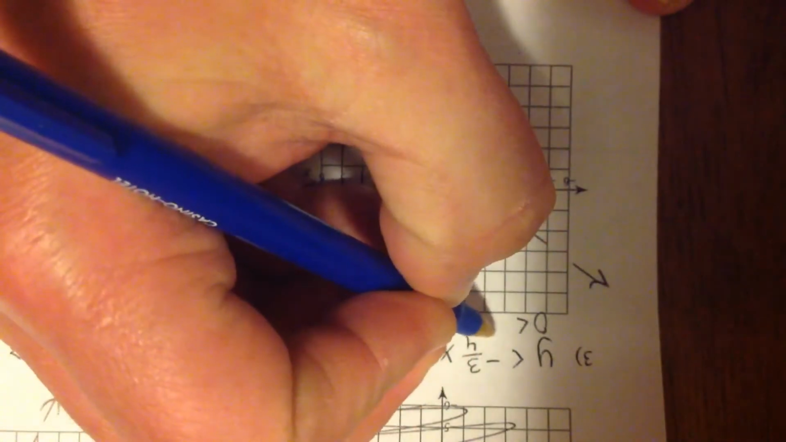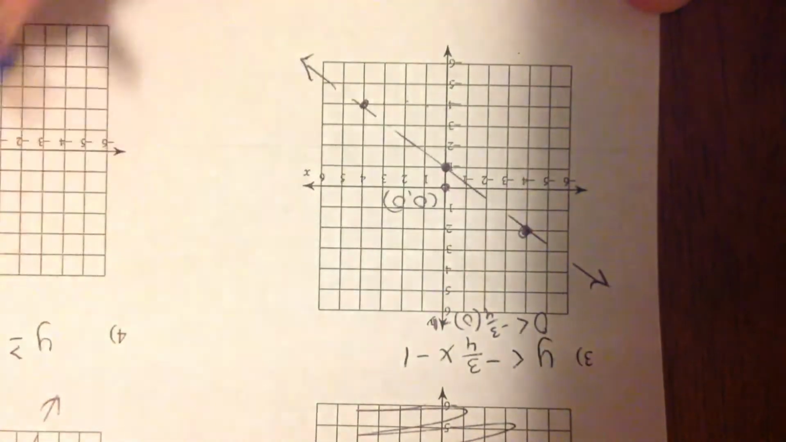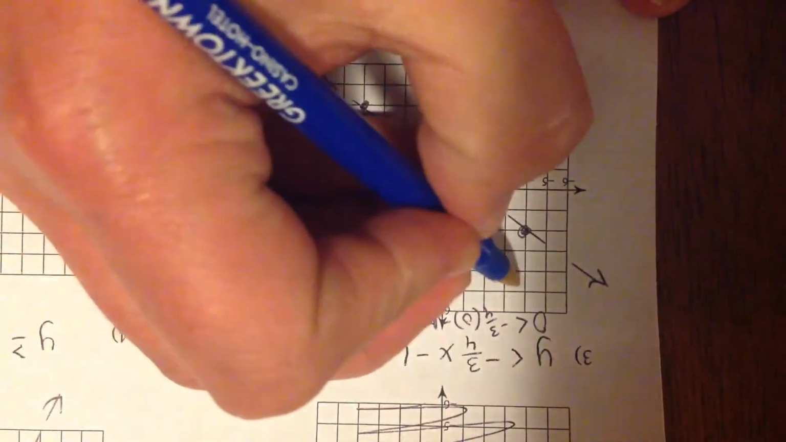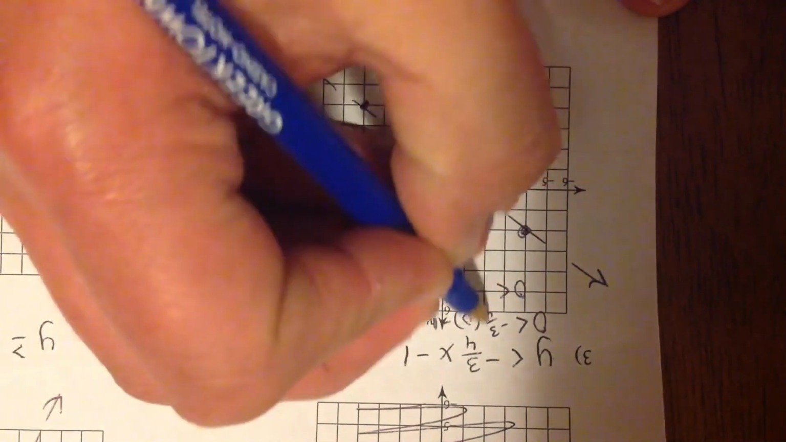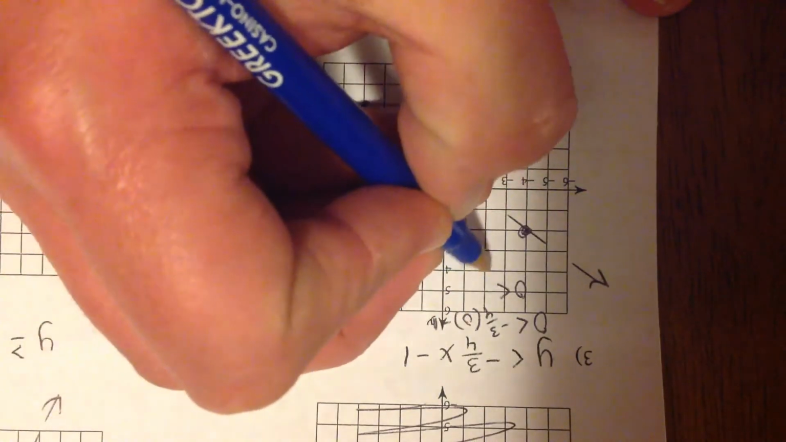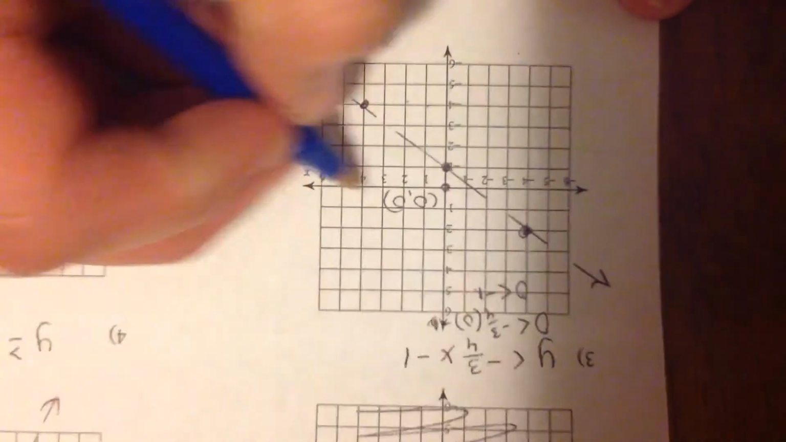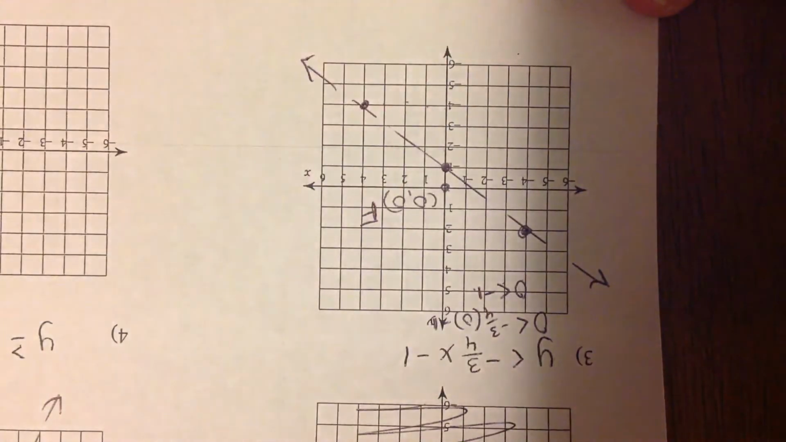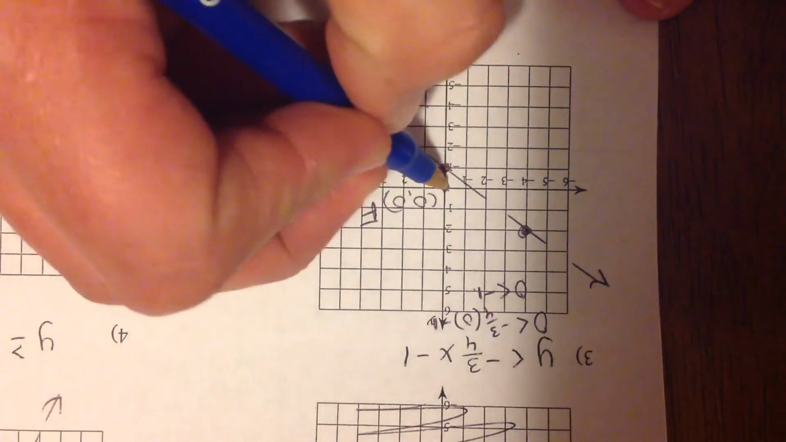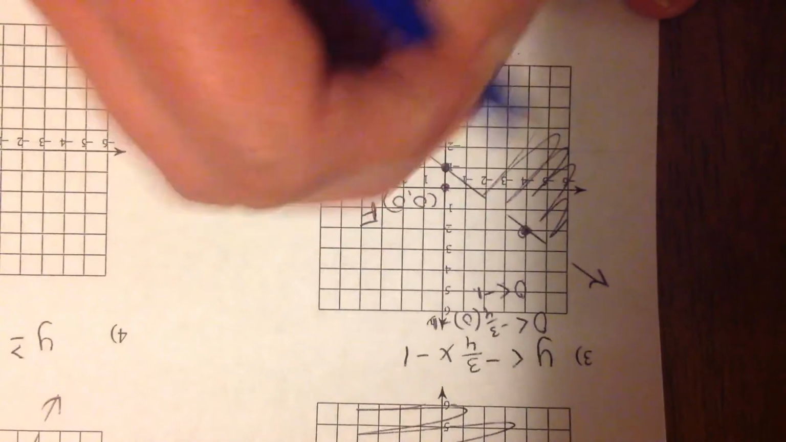So if I substitute 0, 0, I have 0 is less than negative 3/4 times 0 minus 1. So let's figure out what that would be. Negative 3/4 times 0 is 0, minus 1. 0 minus 1 is negative 1. So the question is, is 0 less than negative 1? That is definitely false. So since this point right here is false, that means everything on this side is false, which means I shade the opposite side of my graph.